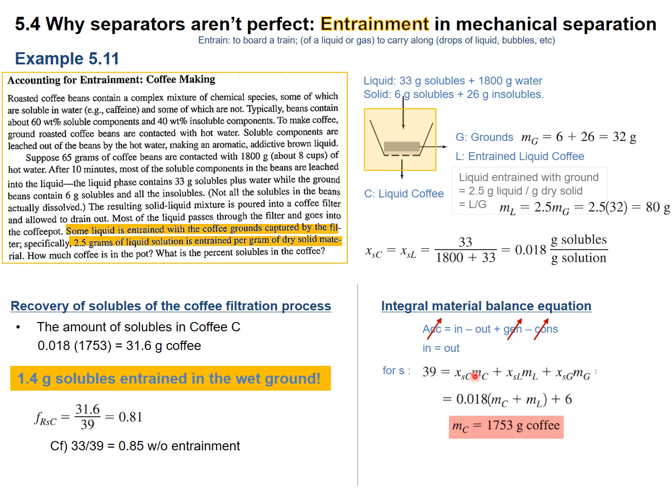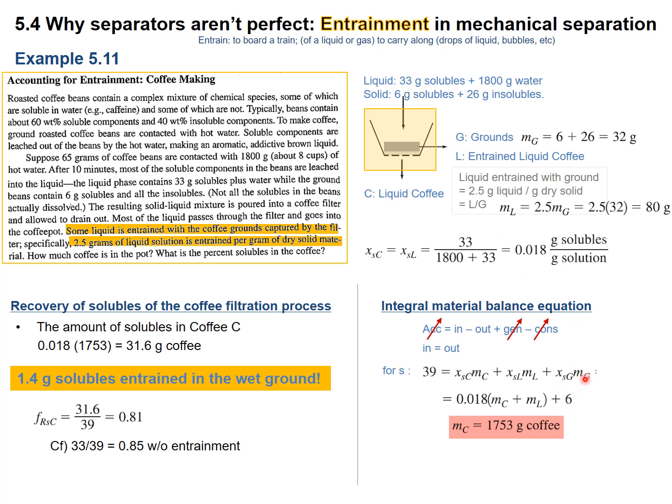Then I have said the concentration of the C stream, which is liquid coffee, and also the concentration of the L stream, which is the entrained liquid coffee, have the same concentration, 0.018 here. So you can merge those two things into here. And also the other thing, the ground is actually 6 gram for the solubles. This is the total amount. 6 gram solubles exist inside of the solid parts. So this is the 6 gram.